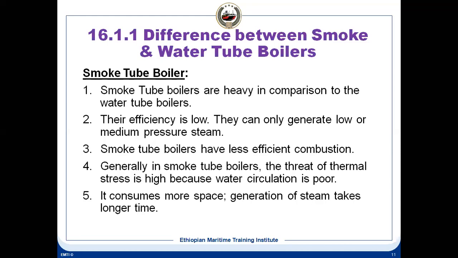Again, because they are very heavy, and the smoke is being led through tubes which are there in the drum of the smoke tube boiler, the efficiency is quite low. So basically, it can only generate low or medium pressure steam. Smoke tube boilers are not normally used for high pressure steam. For smoke tube boilers to generate high pressure steam, the boiler has to be made much thicker and much heavier.